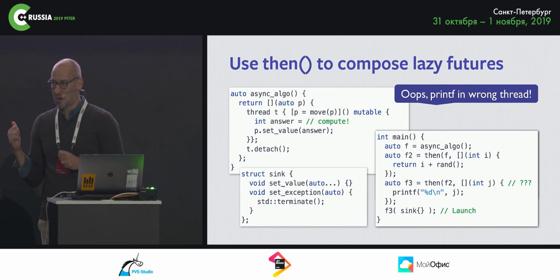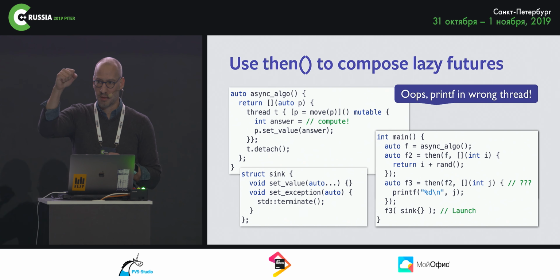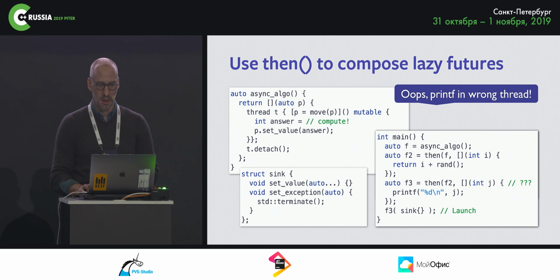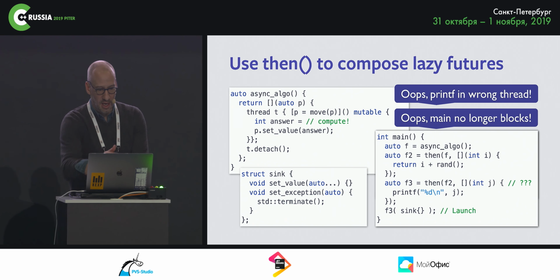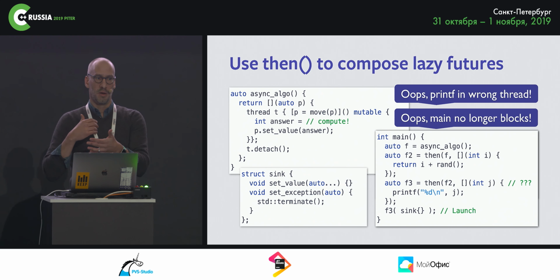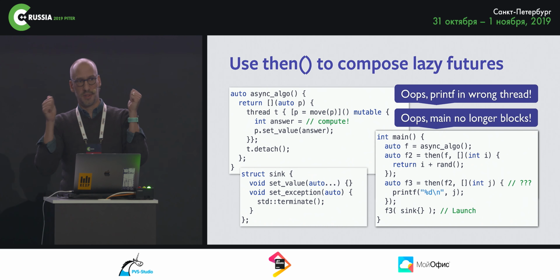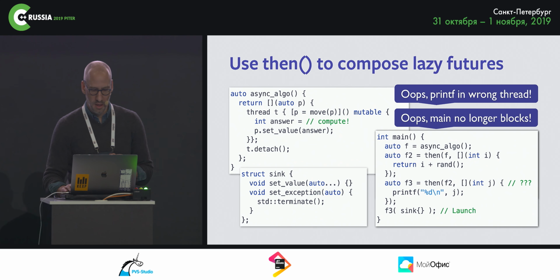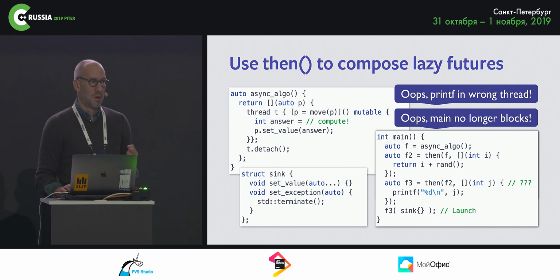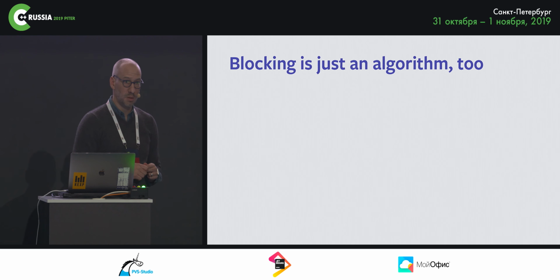Oops, we're printfing in the wrong thread. We're now printfing on the thread that was created in the asynchronous algorithm instead of on the main thread. It's kind of a problem. Bigger problem here is that we're no longer blocking. So when you call this last line of code that calls F3, you're going to tell this algorithm, okay, launch another thread and go do that work, and then main is going to exit, I'm done. Oops, undefined behavior. So we have to implement blocking. No problem. Blocking is just an algorithm too.